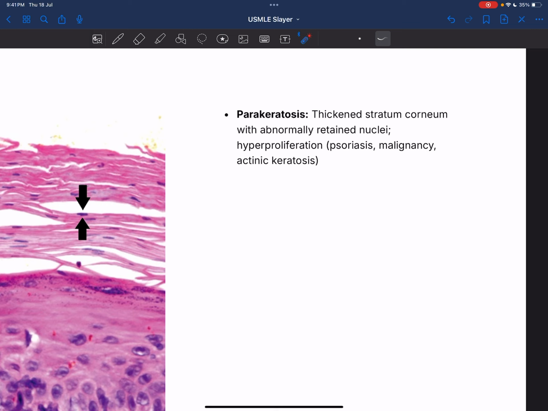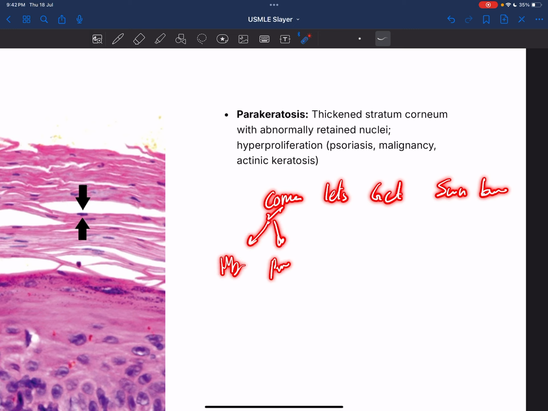So we finished the corneum. We already said it has two, hyperkeratosis and parakeratosis. The lucidum, as I already told you, doesn't really exist much in thin skin. It's only found in thick skin, so let's not worry about it much.